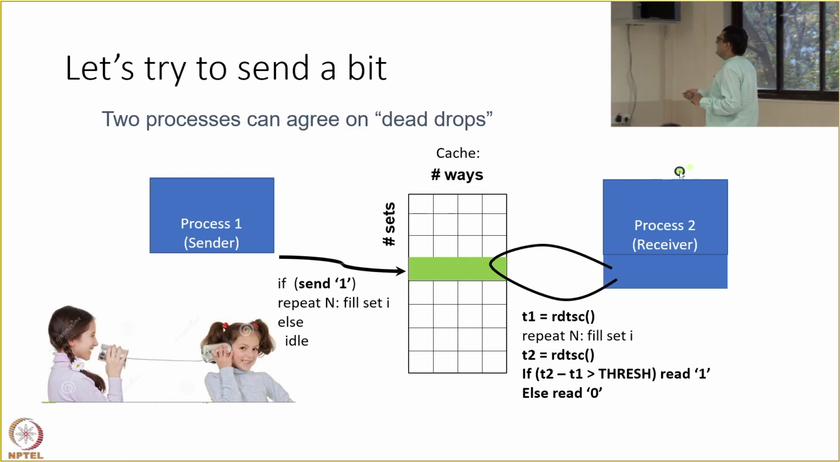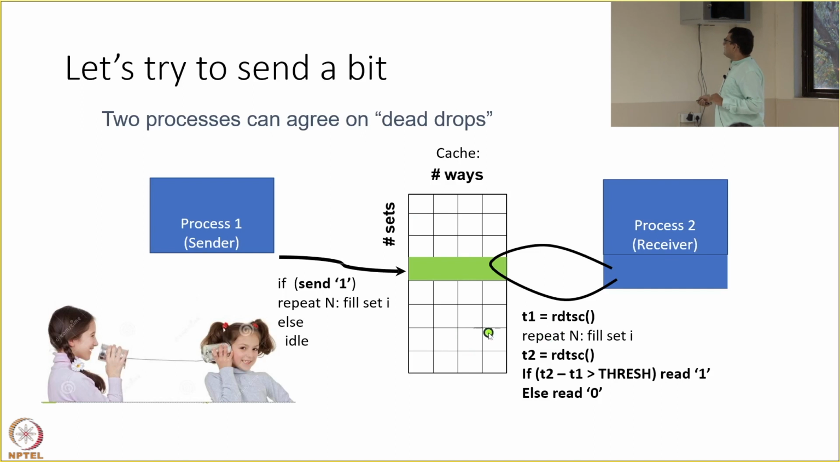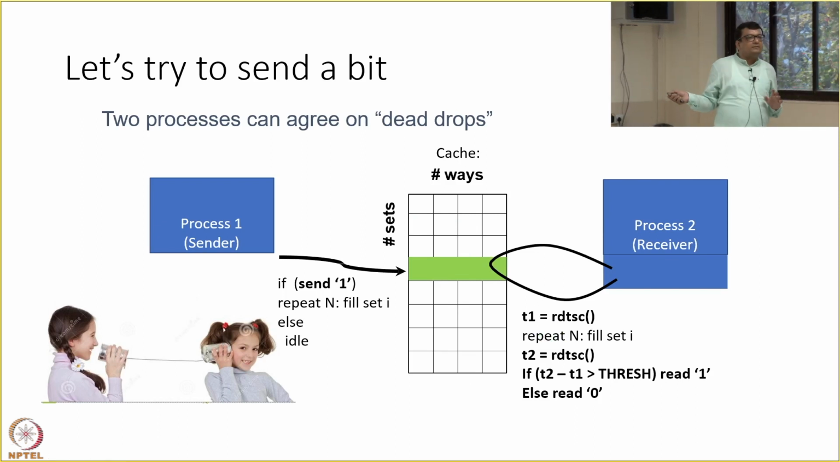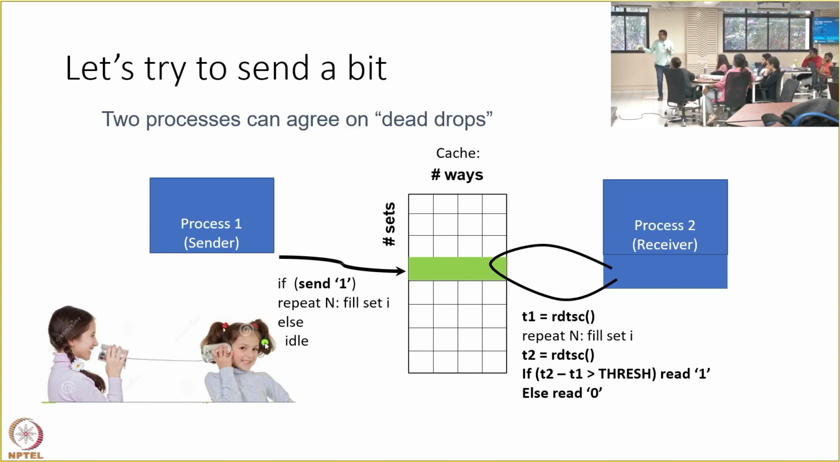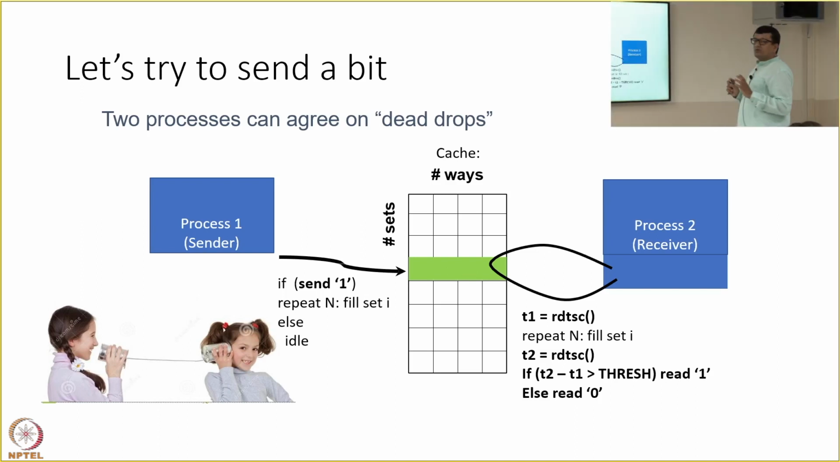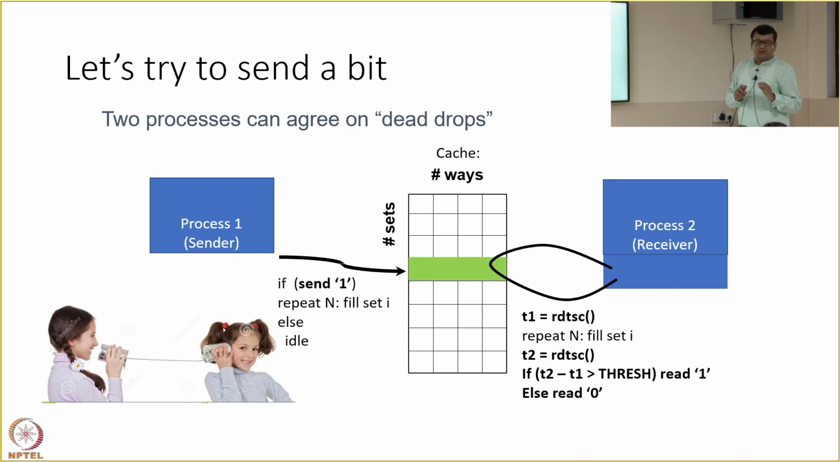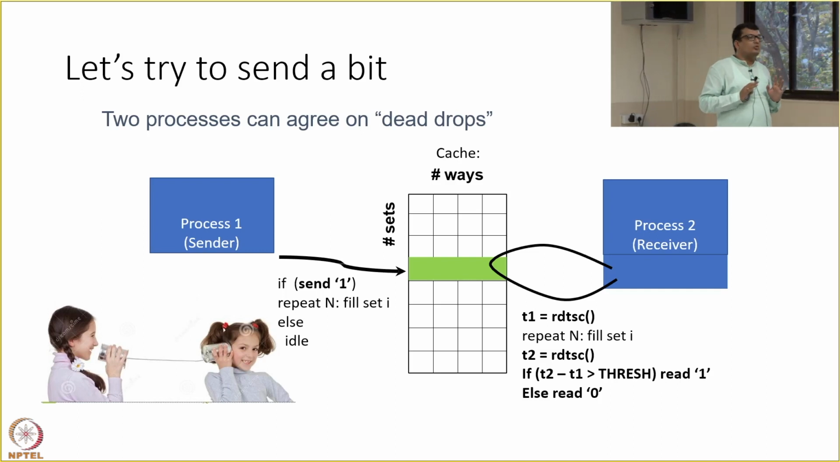So now this guy will try to access the same set again and again, and if it takes more time to get the data from the cache, it means someone has stored something here, because of which it kicked out whatever this process had stored in the cache. Are you getting me? So it's a shared structure where two processes want to communicate some information, and the receiver tries to see whether it is able to finish the accesses faster or slower.